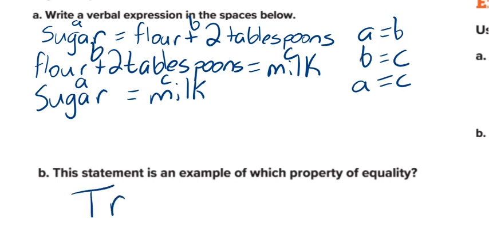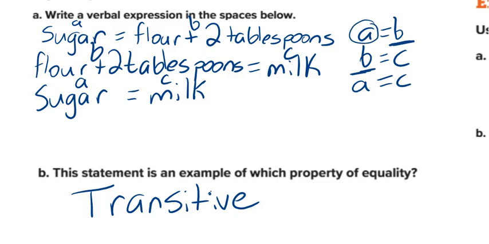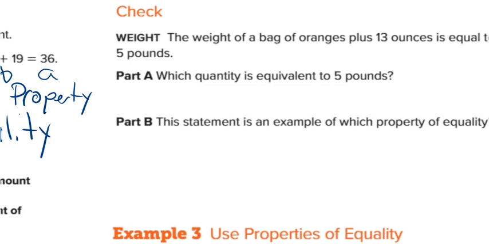The next part says the statement is an example of what property of equality, and we'd say transitive. It's important that this B part repeats, and then you take the first equals the third to get that last statement.